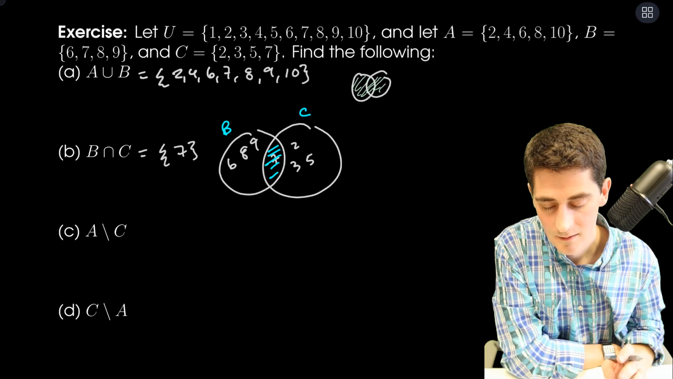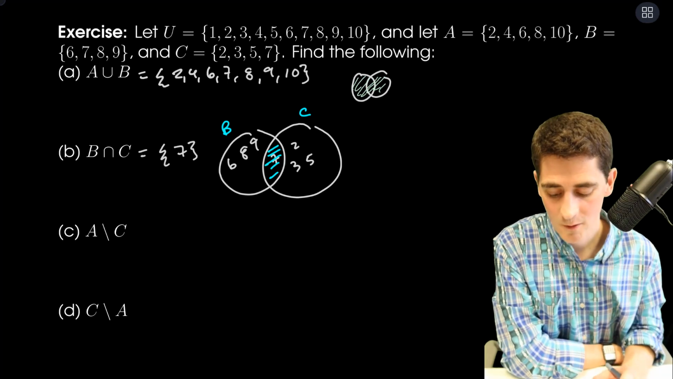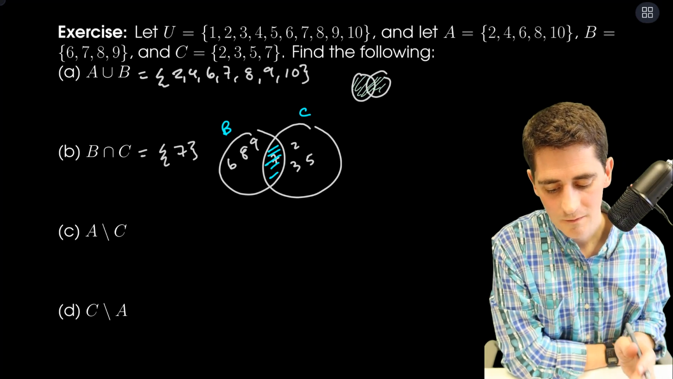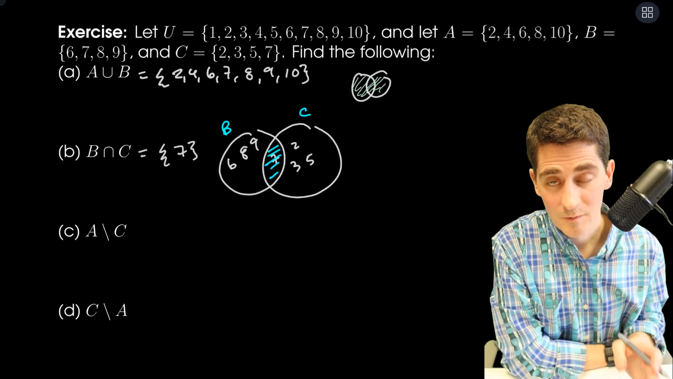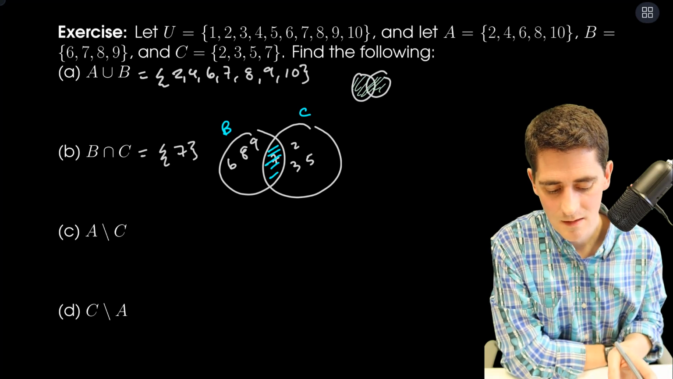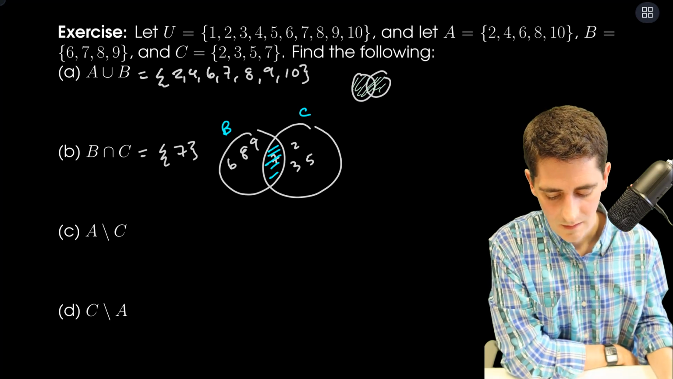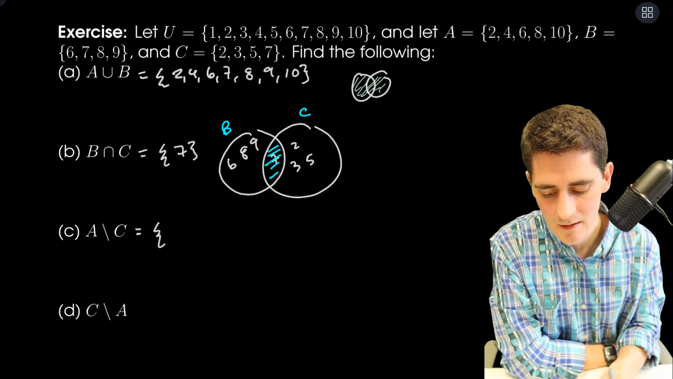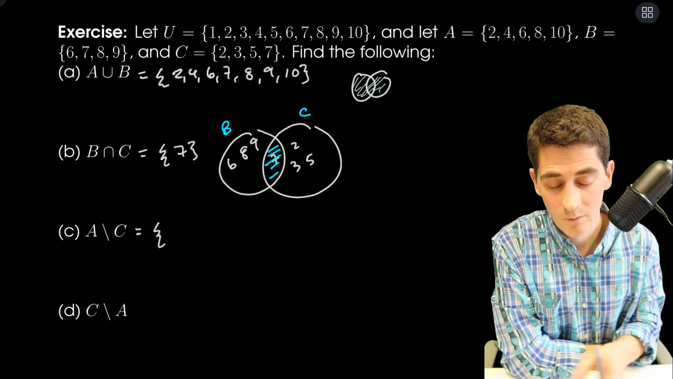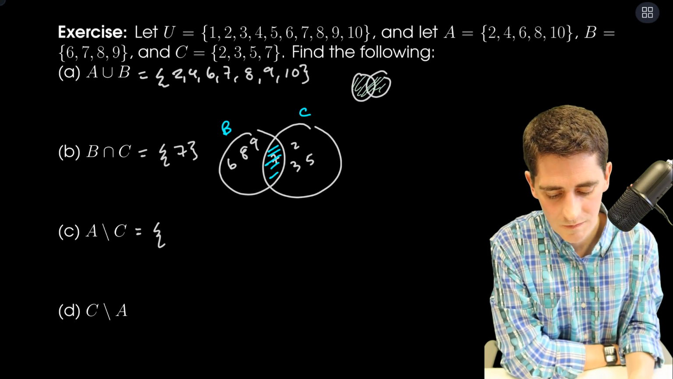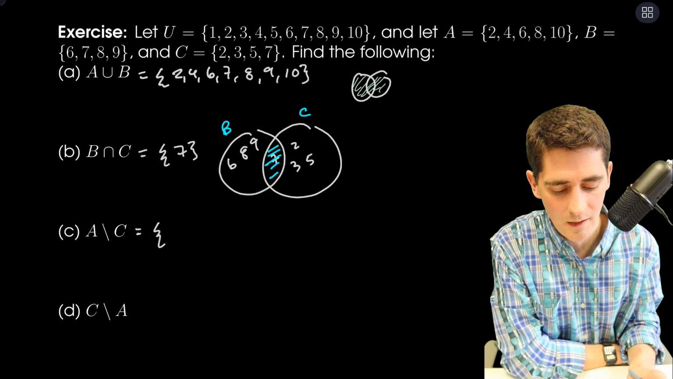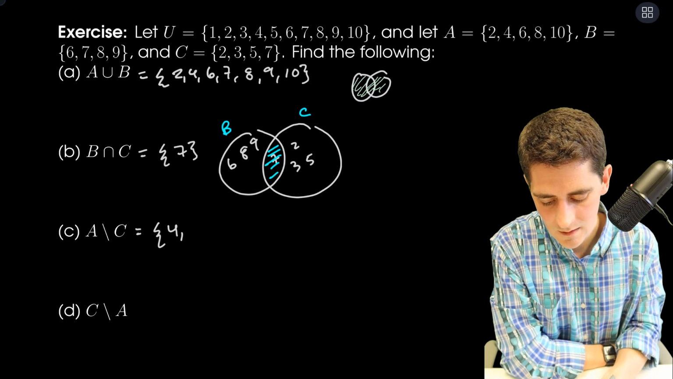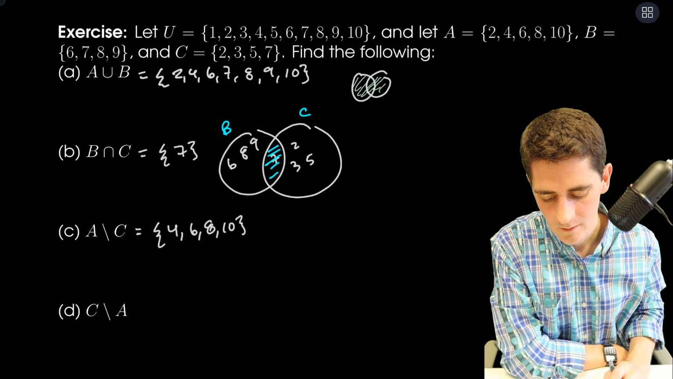Let's look at part C here. We have A set difference C, or A throw away C. So this time I'm taking the set A and I'm deleting the things that are in C away from set A. Alright, so let me think. That means the stuff that's in A, but it's also in C, I'm going to delete that out. So it looks like the 2 is in both, so I'm going to delete that. But I think everything else in A has nothing to do with C. So that's what we want.